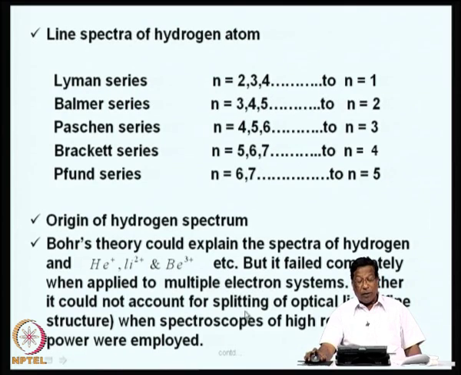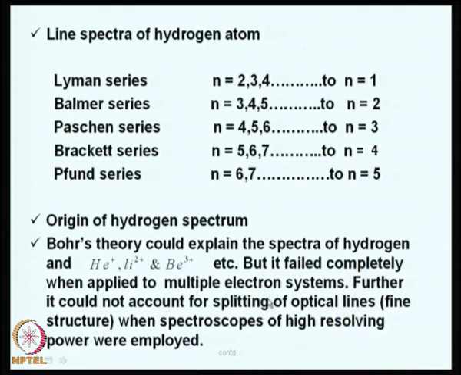Further, it could not account for the splitting of optical lines, known as fine structure, when spectroscopes of high resolving powers were employed. What happens now? A single spectral line splits into 2 under high resolving power or under a magnetic field. Suppose you take the same spectrum in a magnetic field, then instead of one line you will see 2 lines, like twins, double images. Bohr's theory could not explain this.